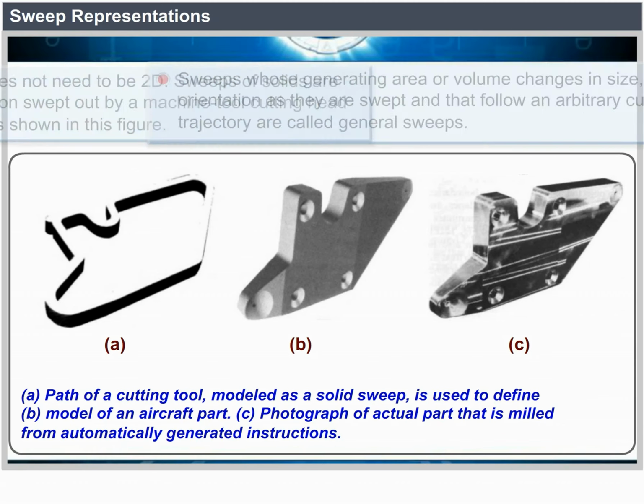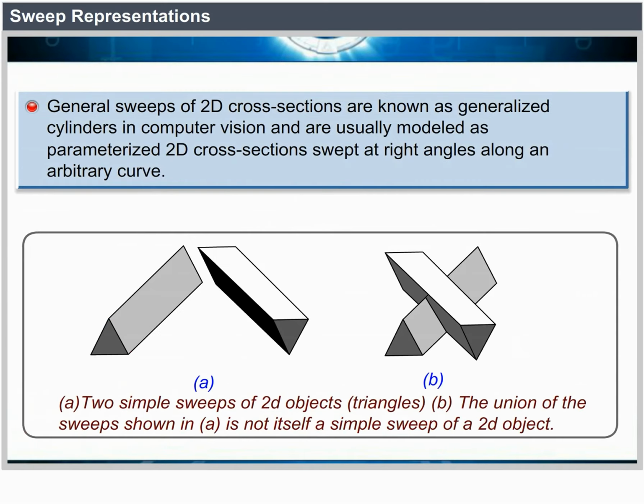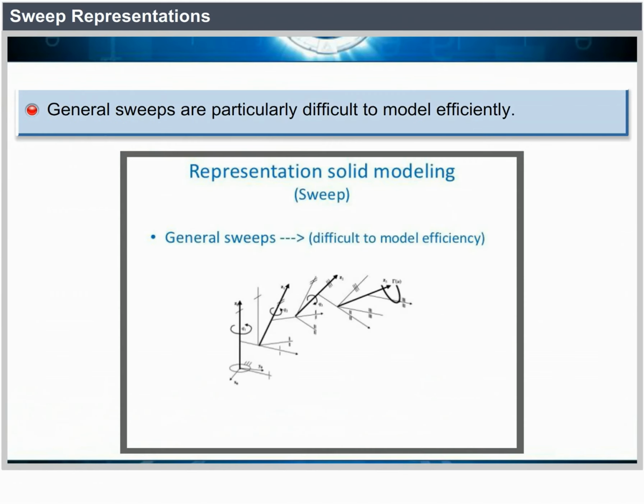Sweeps whose generating area or volume changes in size, shape or orientation as they are swept and that follow an arbitrary curved trajectory are called general sweeps. General sweeps of 2D cross-sections are known as generalized cylinders in computer vision and are usually modeled as parameterized 2D cross-sections swept at right angles along an arbitrary curve. General sweeps are particularly difficult to model efficiently.